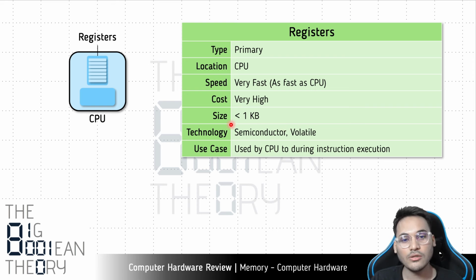And the technology that is used to manufacture the registers is the semiconductor. So registers are manufactured along with the CPU itself. So the whole silicon wafer is manufactured together. So registers are also part of the CPU. So both of them are manufactured using the semiconductor technology. So this was about the registers. You saw what different properties it has. Now let's talk about the next layer in the memory hierarchy.